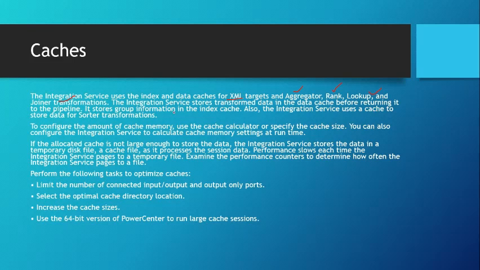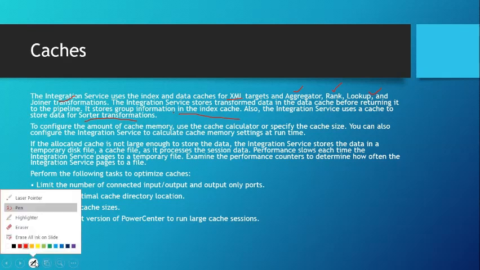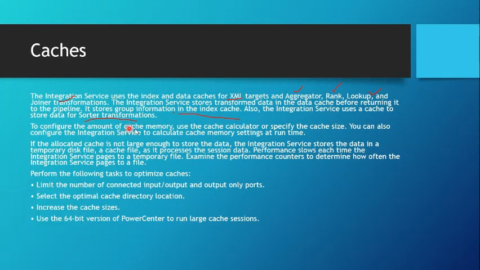Store group information in the index cache. Also, the Integration Service uses a cache to store data for the Sorter transformation. To configure all these, for the amount of cache memory, use the cache calculator or specify the cache size. You can also configure the Integration Service to calculate cache memory settings at runtime.